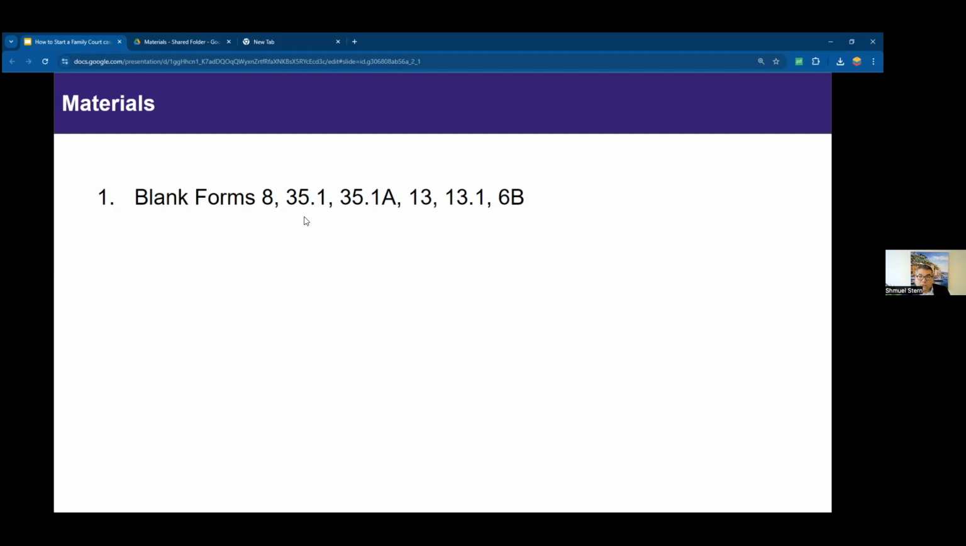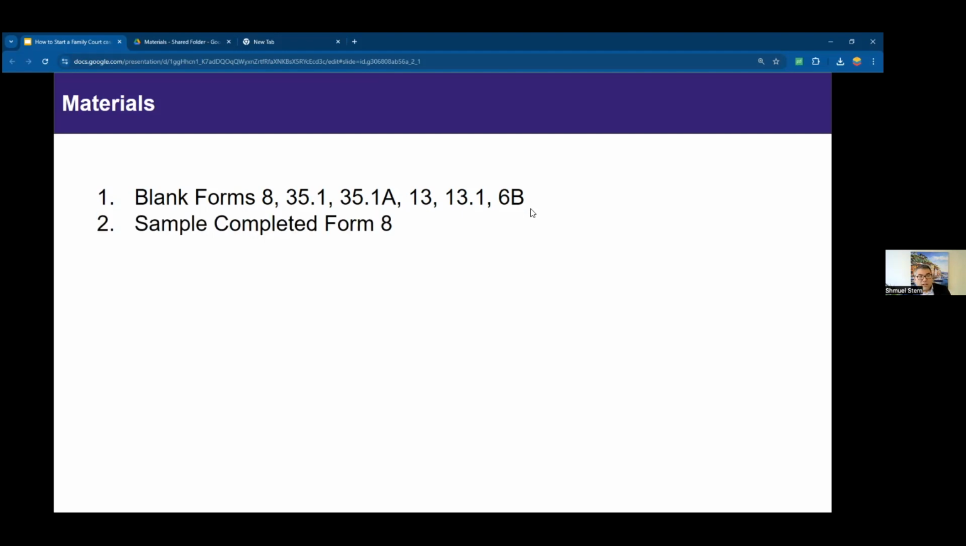These are the lawyers' versions of the forms, and they're much easier to manipulate. When I say manipulate, I mean not to change them, but to actually navigate through them. Okay, so you'll have all of the documents you need to start a court case.